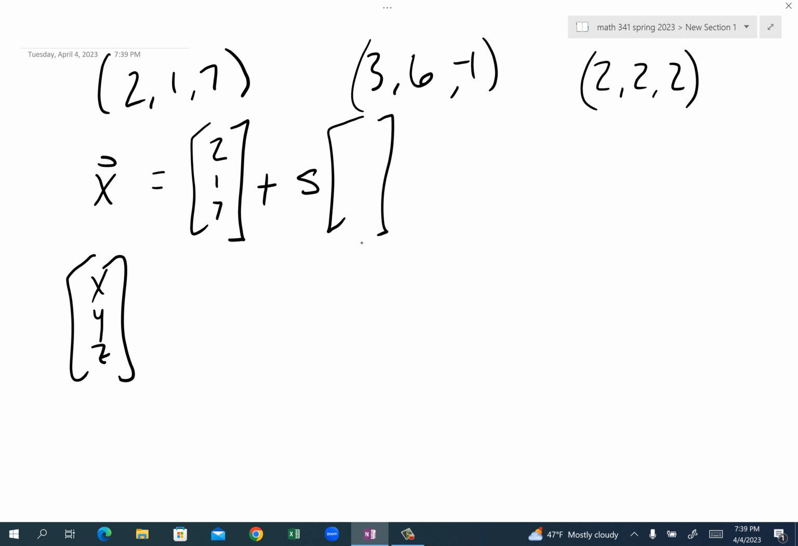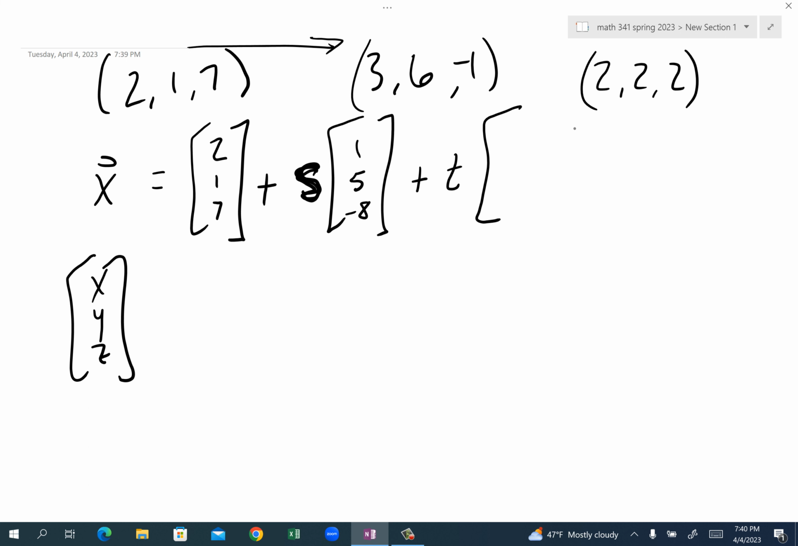And so what is our u vector? Let's say our u vector is going from here to there. So from 2 to 3 is 1. From 1 to 6 is 5. From 7 to -1 is -8. That's an S, by the way. I find it annoying when they use S's because I cannot write an S to save my life.